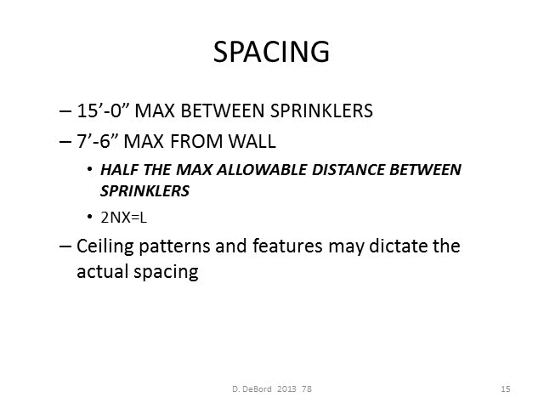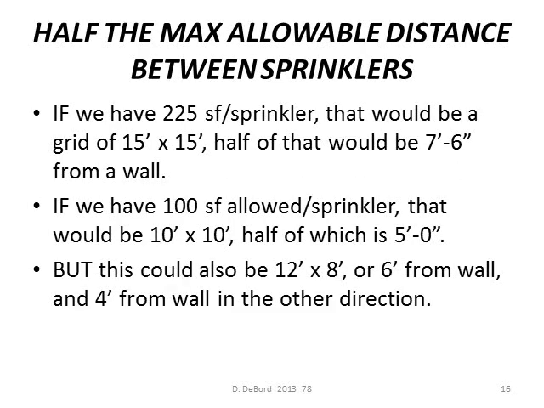And the sprinklers overlap. So drawing a circle around each sprinkler that's got a 7 foot 6 diameter is not going to help you. If you had some really odd shapes, you might do something like that. But no, that's not how it works. Sprinkler patterns and features may dictate the actual spacing. Remember, half the maximum allowable distance between sprinklers. If we have 225 square feet, that would be a grid of 15 foot by 15 foot. Half of that would be 7 foot 6 from a wall. If we have 100 square feet allowed per sprinkler, that would be 10 foot by 10 foot, if they were equally spaced. It wouldn't have to be.